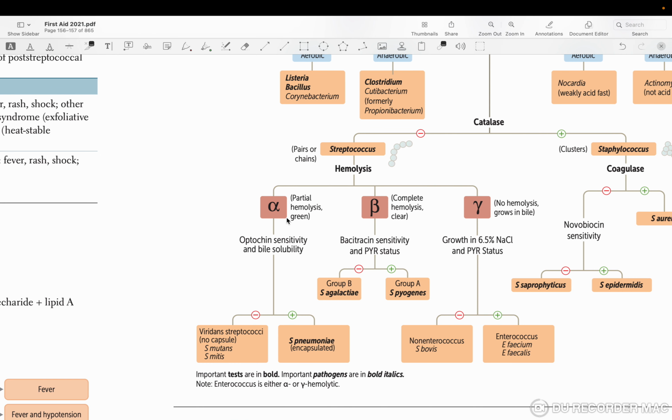So the next thing I want you to know about is something called partial hemolysis. Partial hemolysis will have this greenish hue. And we decide about it according to optochin sensitivity and bile solubility.